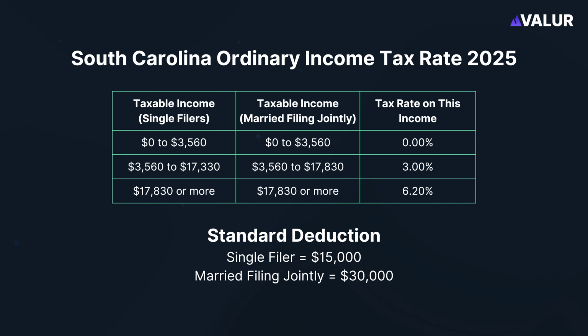Like the federal income tax, the South Carolina income tax is progressive, meaning the rate of taxation increases as taxable income increases. In 2025, there are three tax rates: 0%, 3%, and 6.2%. Moreover, South Carolina also has a standard deduction of $15,000 for single filers and $30,000 for married filing jointly. So let's say Jack, with his $350,000 in ordinary income, resides in South Carolina. He would qualify for the $15,000 standard deduction, reducing his taxable income to $335,000. Adding the amounts together, he would pay around $20,140 in South Carolina state income taxes for 2025.